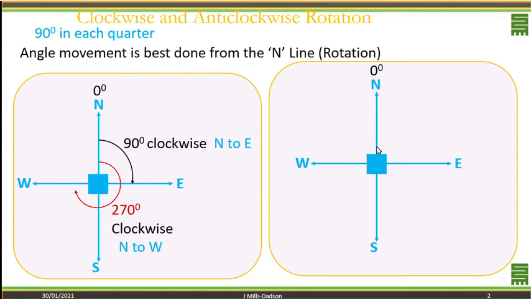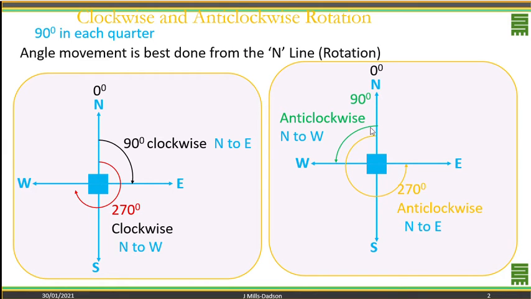Now let's look at the anti-clockwise movement. That is 90 degrees anti-clockwise. North to west is 90 degrees anti-clockwise. And we have 270 anti-clockwise, that's north to east. So you can see some similarities here. 90 degrees anti-clockwise will take you to west. The same 270 clockwise also take you to west, so that means they all mean the same thing. 90 anti-clockwise the same as 270 clockwise. In the same vein, 90 clockwise the same as 270 anti-clockwise.